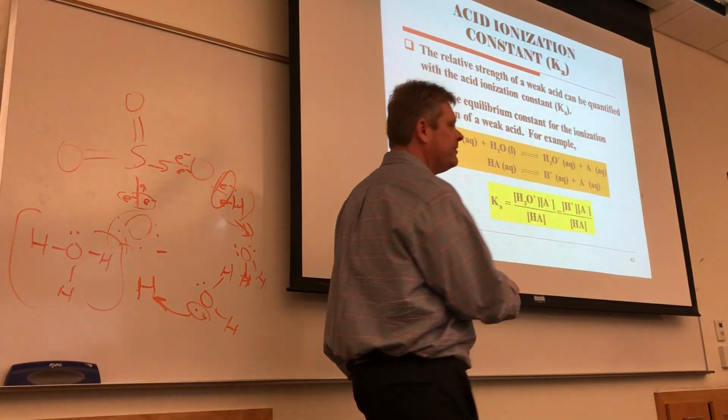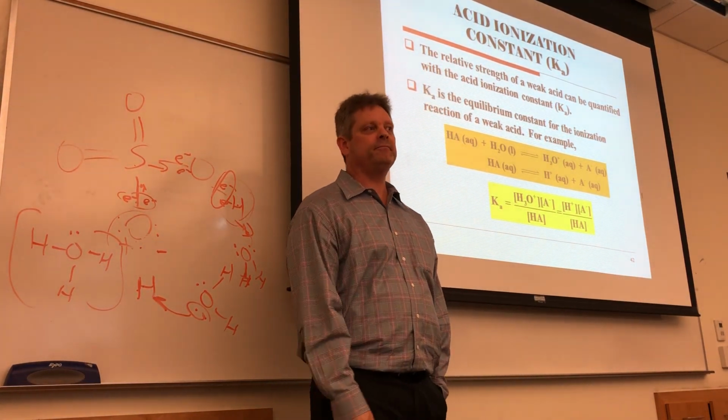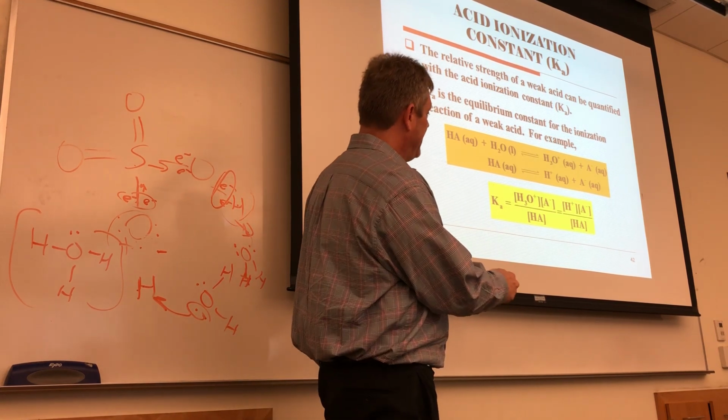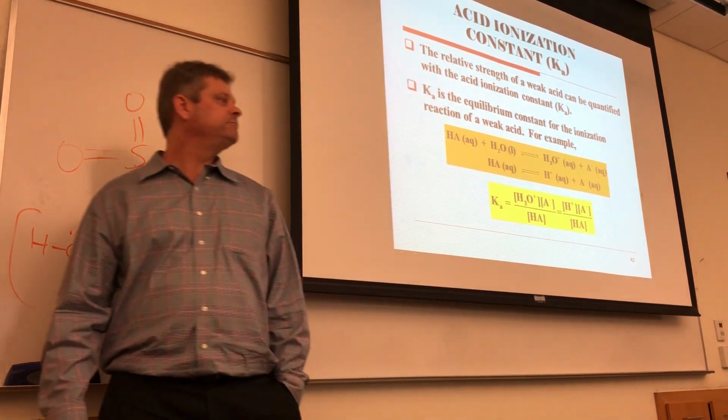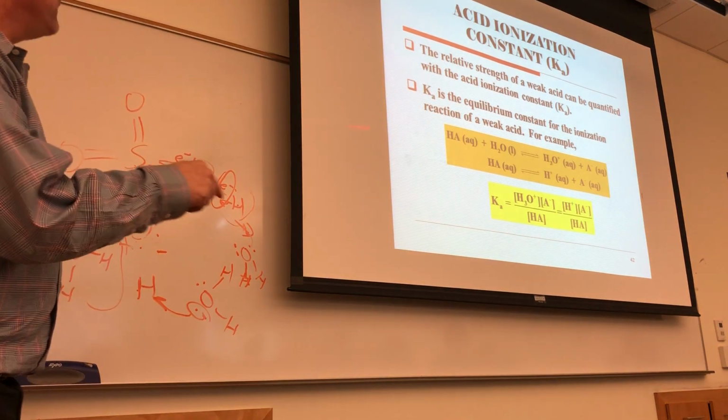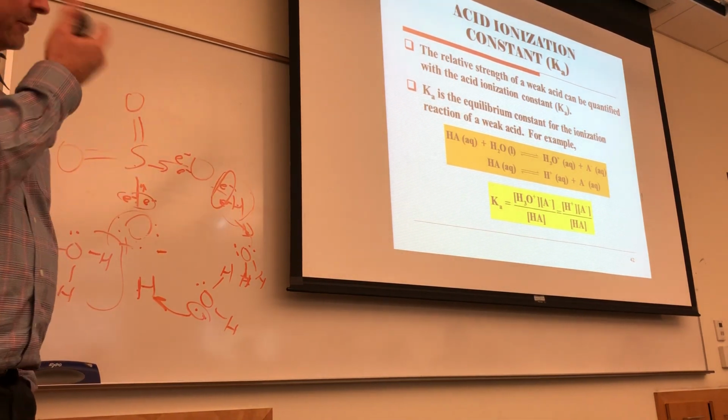And of course, Ka is essentially what? That's just Kc. Right, just keep that. It's just for an acid. For a base, it would be Kb. So if I had something that translated to a base here, then it would be Kb.